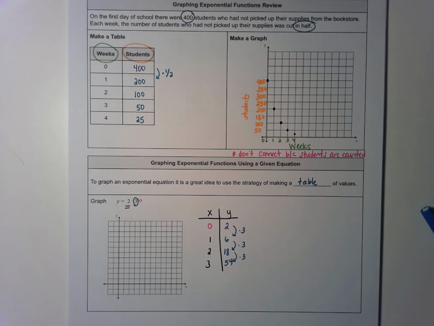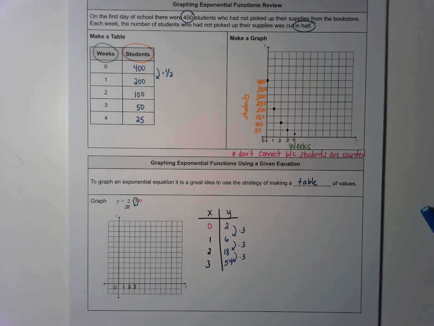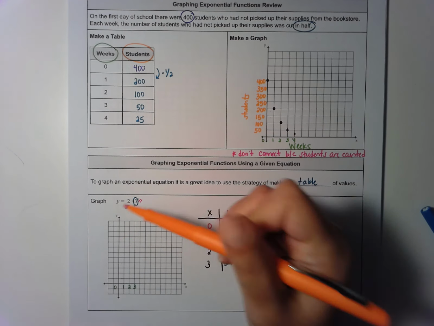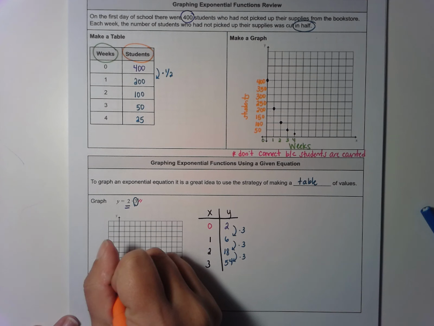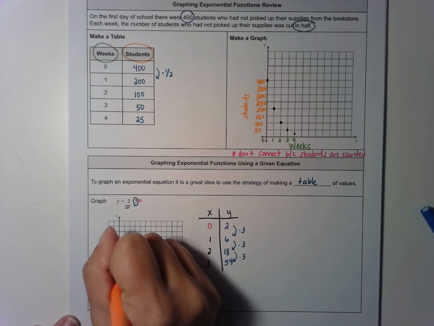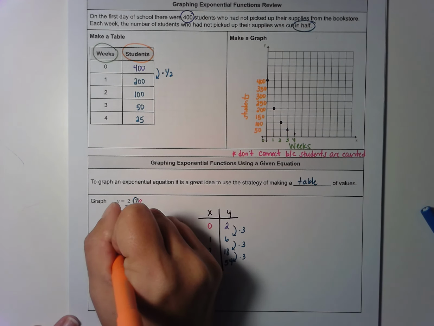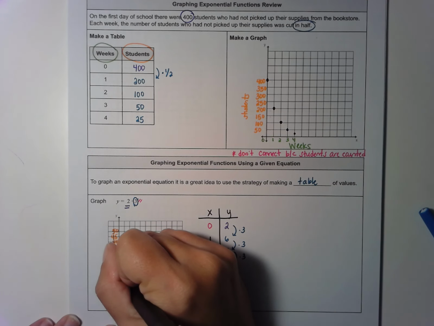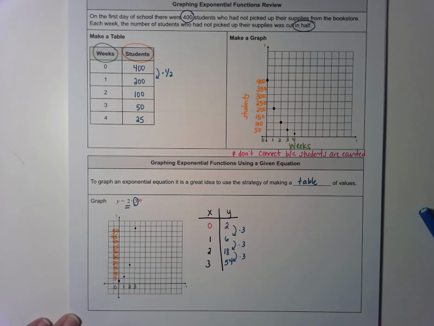So now let's graph. On my x-axis, I'm going to label 0, 1, 2, 3. On my y-axis, I'm going to count by, let's see, there's 12 lines. So I'm going to count by 5s. I'm going to say 5, 10, 15, 20, 25, 30, 35, 40, 45, 50. Once I have that, I'm just going to plot 0, 2, 1, 6, 2, 18, and then 3, 54. And you can see it's a nice curve.